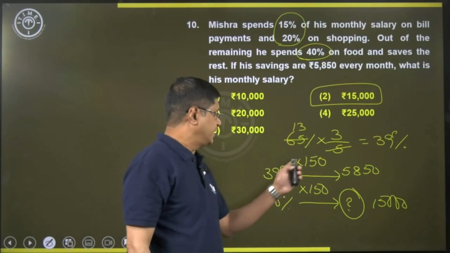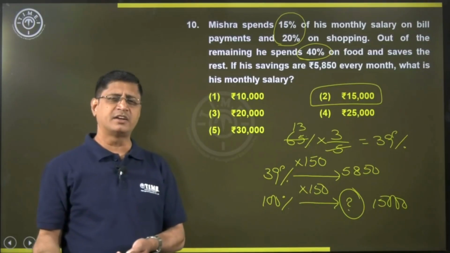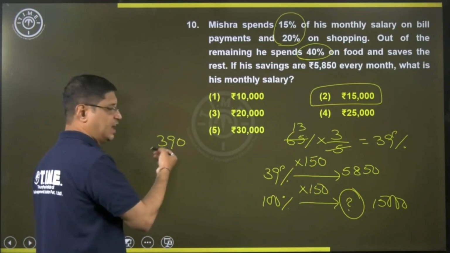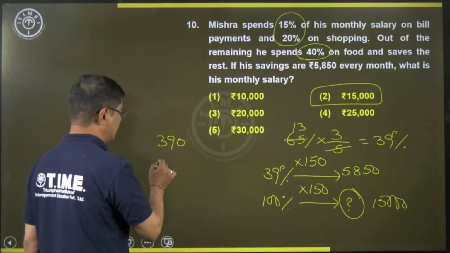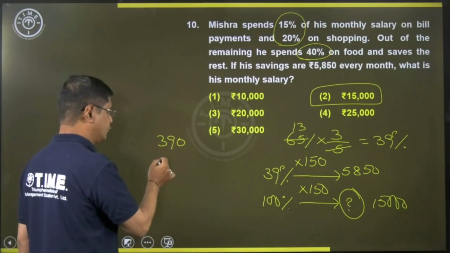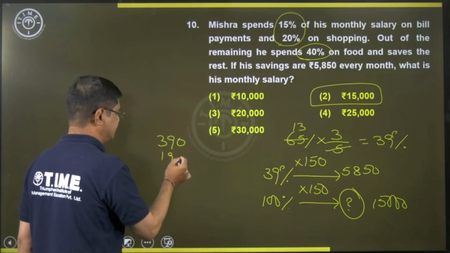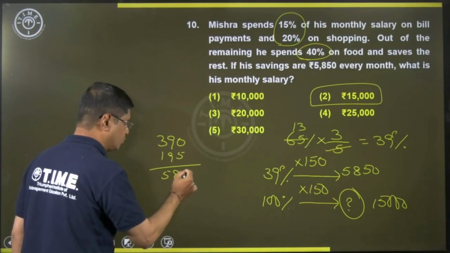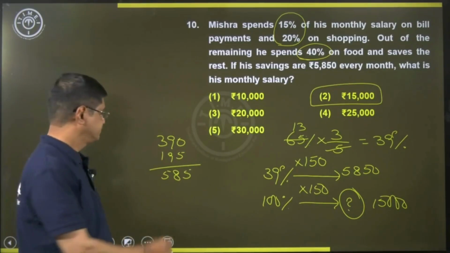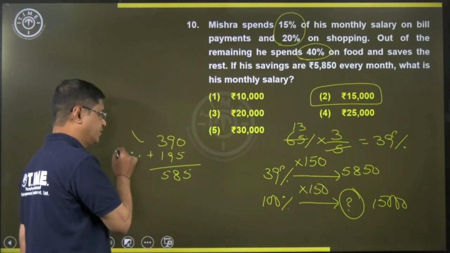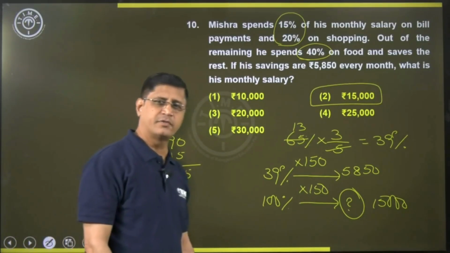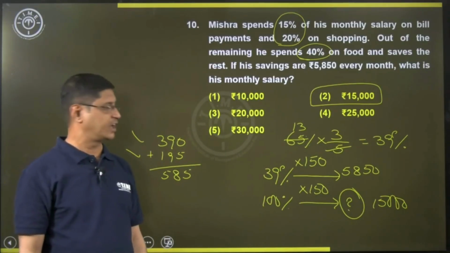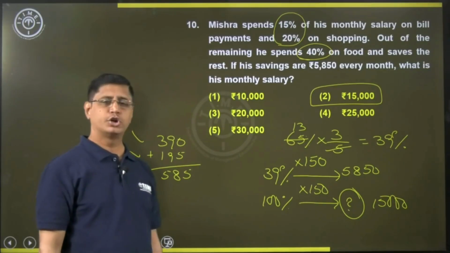So, here 15 times means 10 times plus 5 times. 10 times of 39 is 390. Half of the value is 195. By adding this, it is 585. So, 10 times plus 5 times, that is 15 times. 15 times is equal to 585, 0 common, simplify. Then the answer is 15,000, option number 2, the second choice.